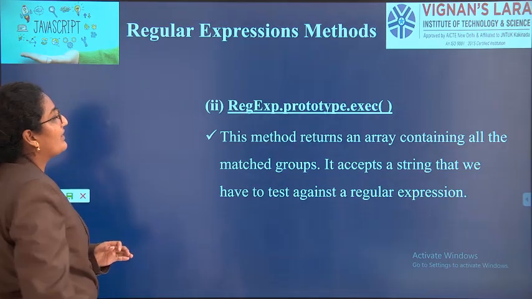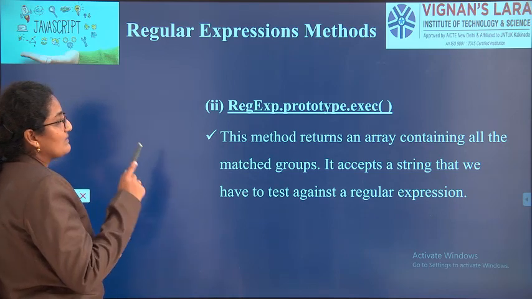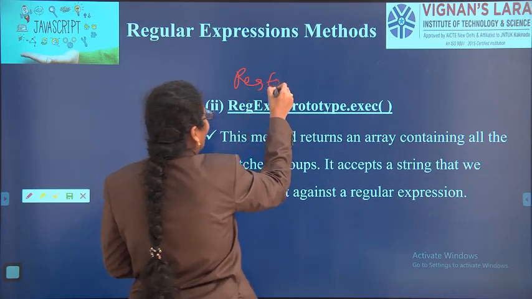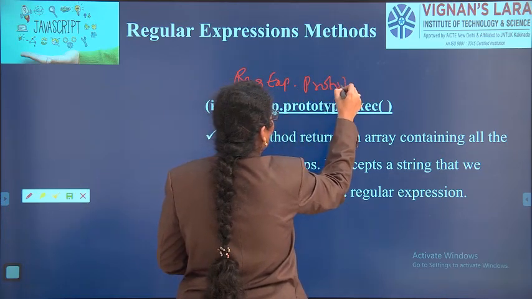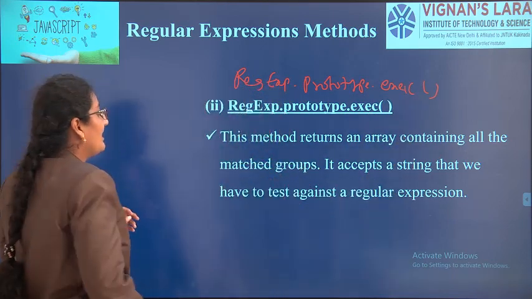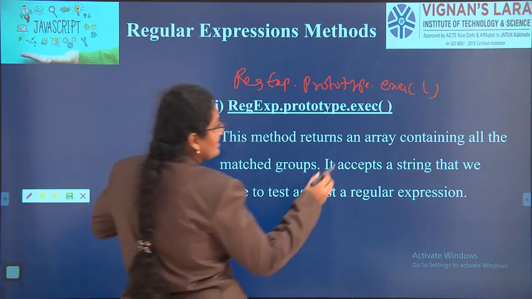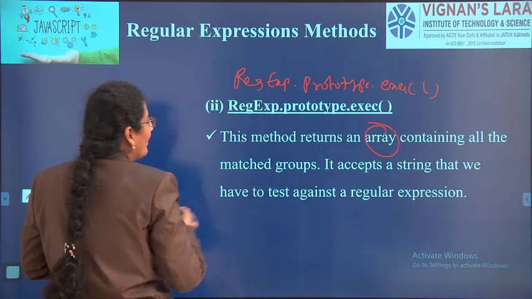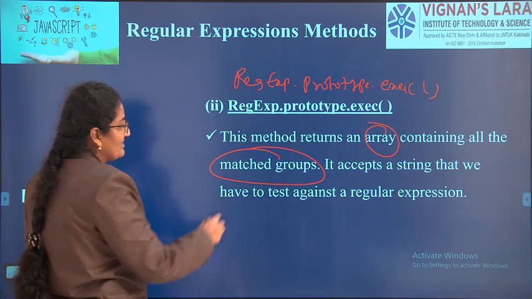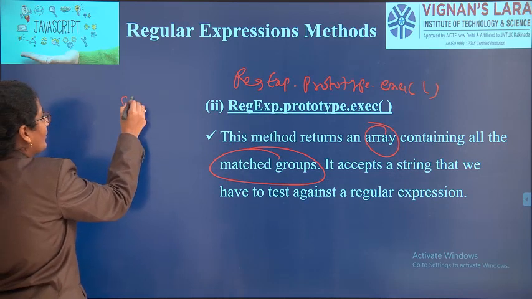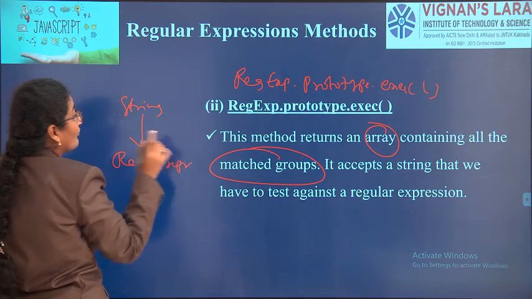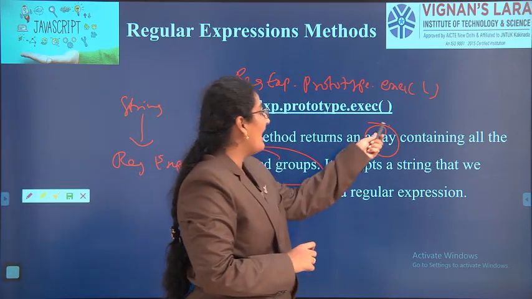What is the second method for testing? The first method is RegExp.prototype.test. So what is the second method? RegExp.prototype.exec. See here, this method will return an array. This will return an array containing all the matched groups. It accepts a string that we have to test against the regular expression. So this method also will take the string. It will match the string with the regular expression, but what it will do is return the array.